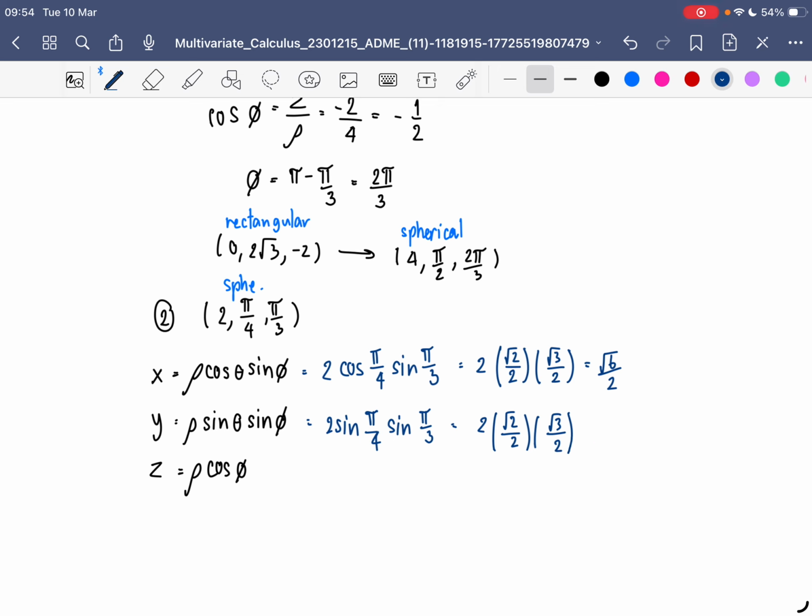Rho cos phi, 2 cos pi over 3, which is 2 times 1 over 2, right? 1. So the x, y, z is going to be square root 6 over 2, square root 6 over 2, and 1.